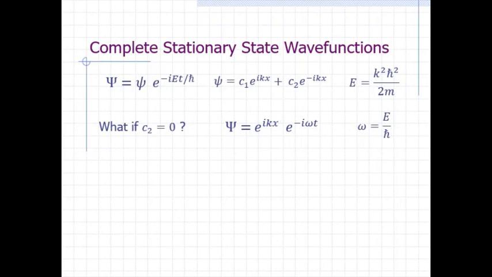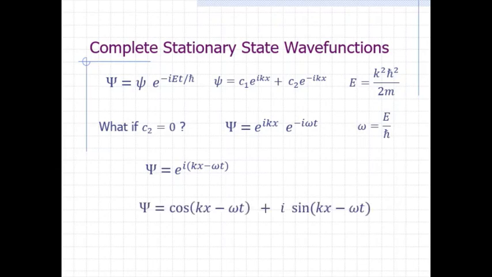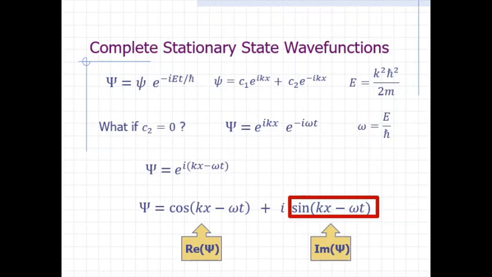Combining the two exponential factors, we get big psi is equal to e to the i times kx minus omega t. Using Euler's formula, we can rewrite the expression as big psi equals cosine of kx minus omega t plus i times sine of kx minus omega t. We can see that big psi is complex. The real part is cosine kx minus omega t, and the imaginary part is sine kx minus omega t. If we want to plot psi, it would be convenient to plot it versus x for a given t. Then we see how the plot changes as t advances.